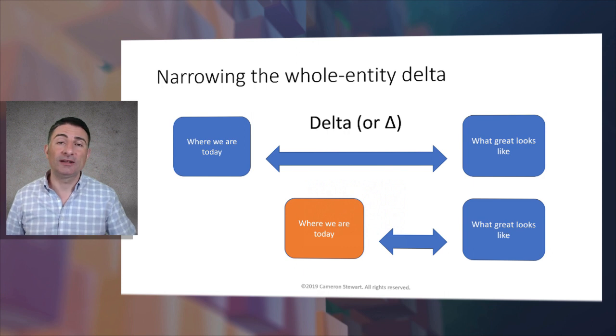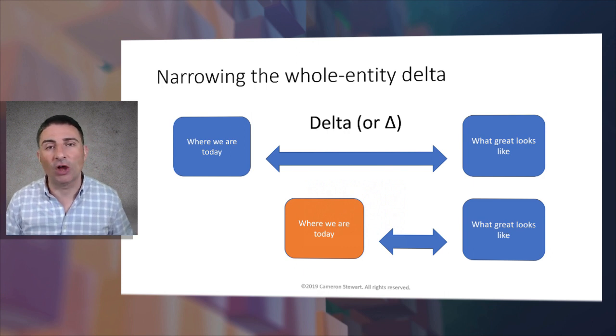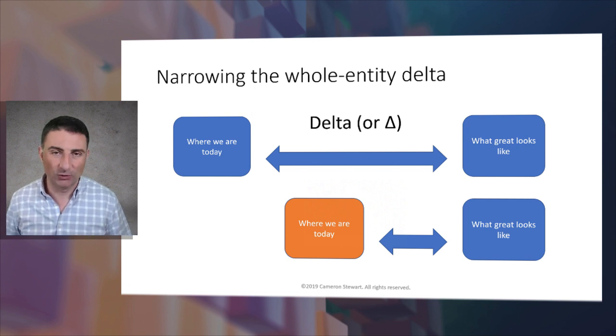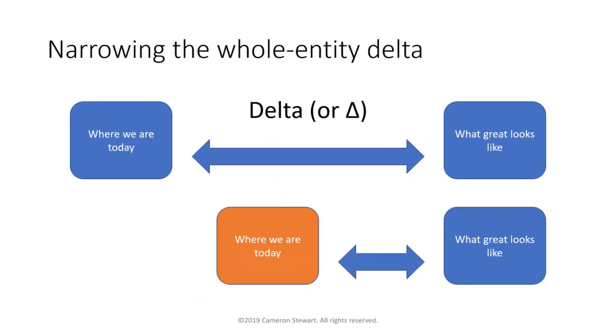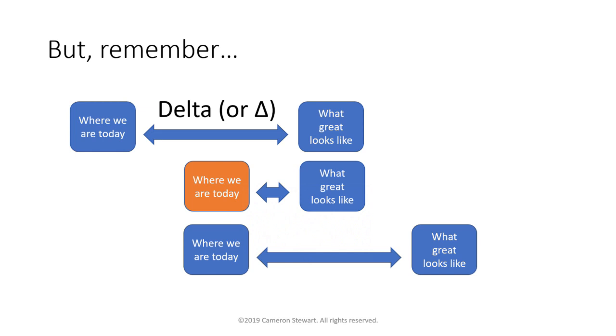Because remember what we said a little bit earlier about the rate of change only increasing. Remember what we said about those wants and needs changing more per day than they ever have before. Well, that brings its own challenge. You see, as we narrow the delta, what great looks like moves away from us.